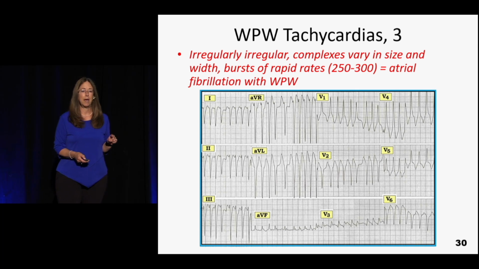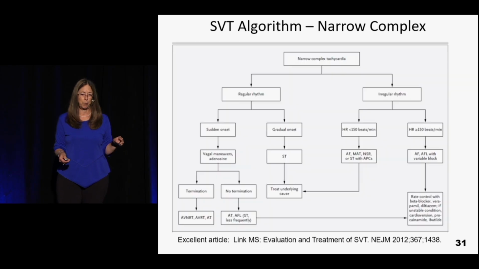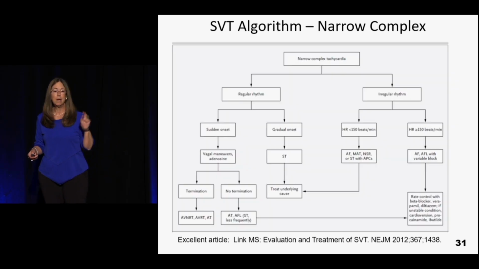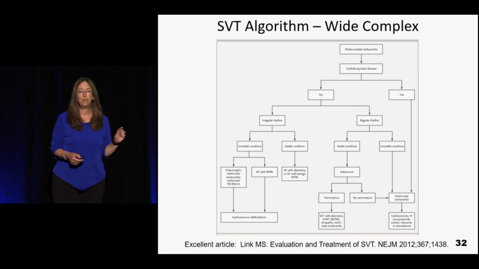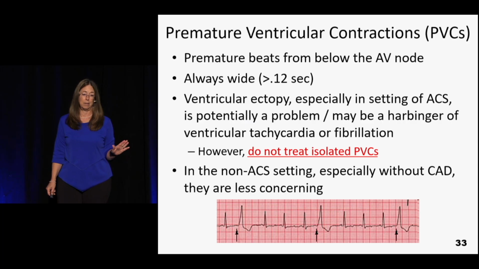This is what it looks like, AFib going through a WPW pathway. Look at the amplitudes, they're kind of variable. It is really fast. It's 300 beats a minute in certain places in there. It's super fast. That needs to be treated with procainamide or shocking if they're unstable. This algorithm and this algorithm are beautiful, from an article that we actually reviewed for the LLSA stuff a while back. They're wonderful algorithms for your reference.